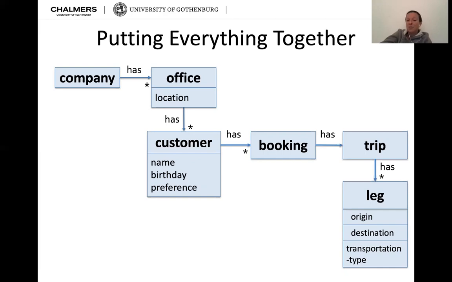The customer has a booking. The booking has a trip. The trip has 0 to several legs. And each of those legs has an origin, a destination, and a transportation of a specific type. So far, so good.